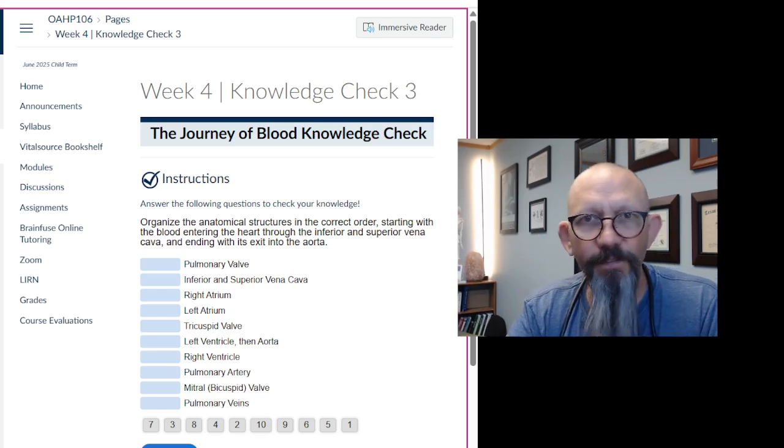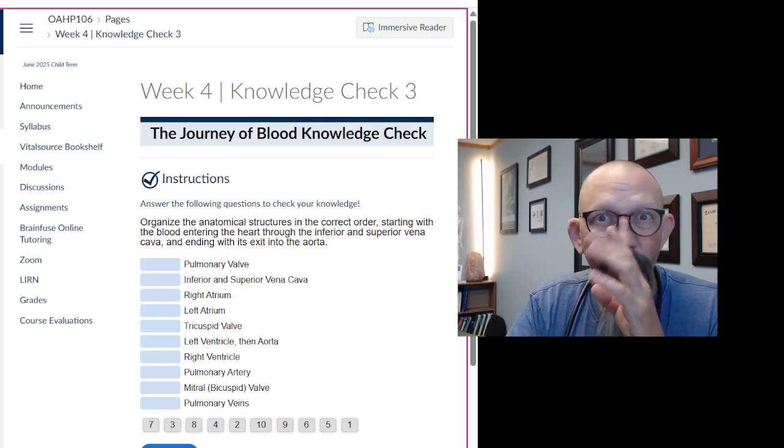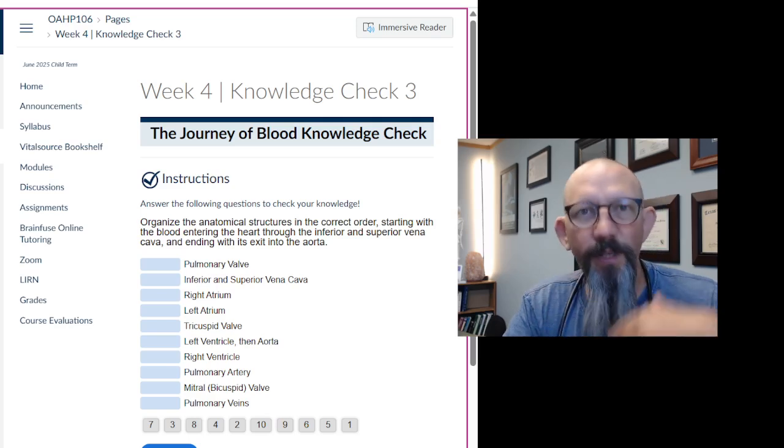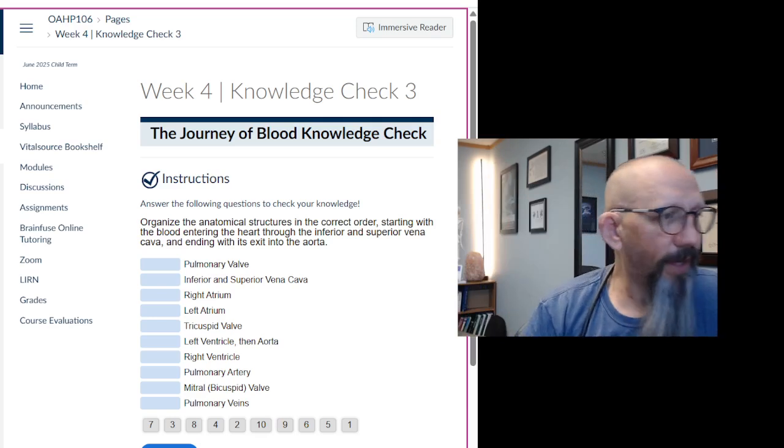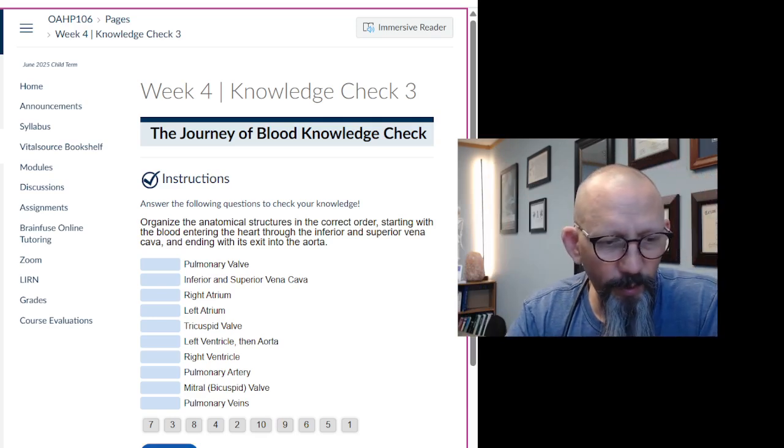So this one right here is actually the Journey of Blood knowledge check. I kind of love this one. I always do this in all of my lecture classes because it's a really good one to get the whole thing. Now, there's songs you can look up on the interwebs and all kinds of different stuff like that, but we're going to go through it really quick, and I'm going to just show you exactly what the answers are.